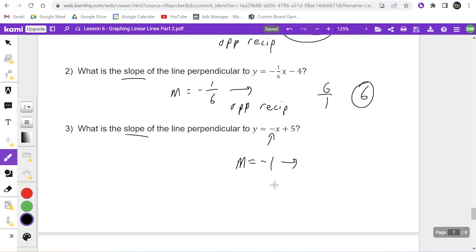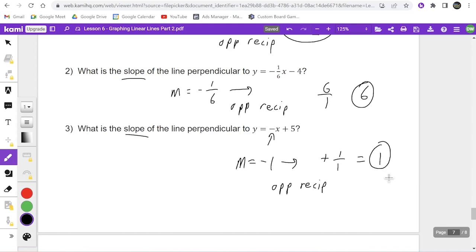And now, what's the opposite reciprocal of negative 1? Does anyone know? It's going to be, go ahead. Positive 1 over 1, which is still just 1. So the slope is 1. That one was kind of tricky. Any questions?